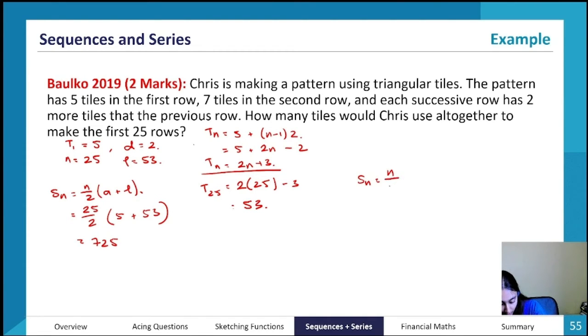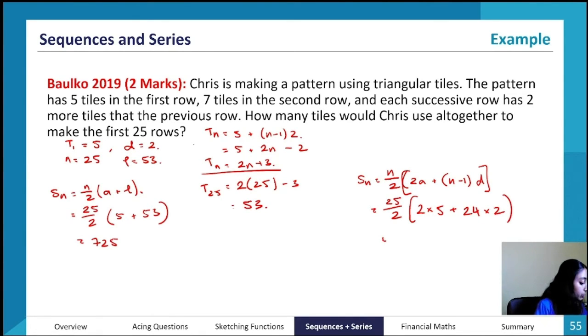Another way that we could do this is by putting it directly into our second equation, which is Sn is equal to n on 2, 2a plus, I think it's minus 1 d. So n is 25 on 2 times 2 times 8 plus 24 times 2, just in case I made a mistake with my working. Awesome, 725.